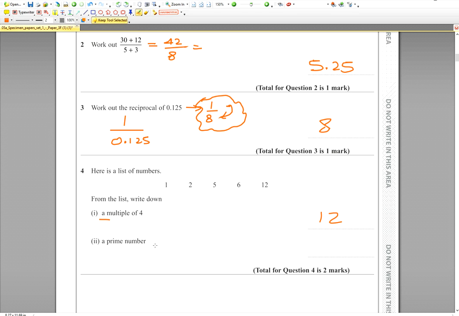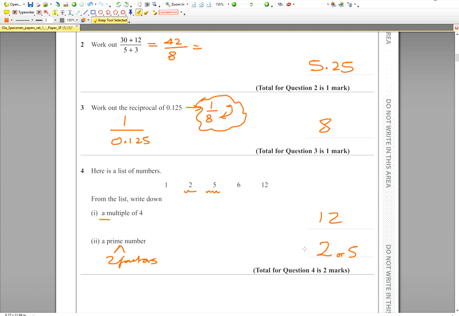A prime number is a number that divides by 1 or itself. A prime number only has 2 factors. And unlike popular belief, 1 is not a prime number. So this is prime, and this is prime. Any more primes? No. Don't confuse it with Optimus Prime, that's something quite different, that's in Transformers. Even though it sounds really nice, it's not the prime numbers. So for this question we can have either a 2 or a 5.